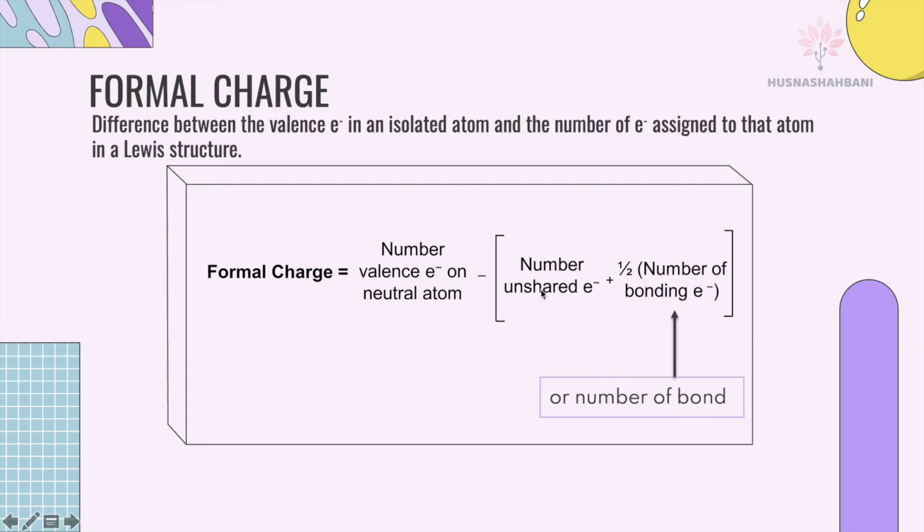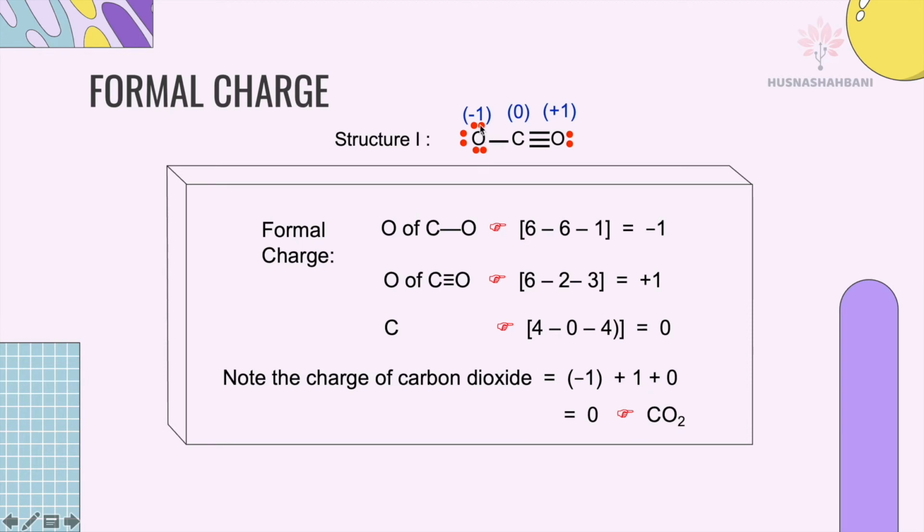the number of unshared electrons. So here oxygen has 6 unshared electrons, meaning the electrons that are not involved in bonding. These are unshared electrons, the lone pairs. So valence electrons of oxygen minus unshared electrons of oxygen minus half of the bonding electrons. Our bonding electrons are 2, so half of it is 1, so minus 1. Or you can also minus the number of bonds. You only have one bond for oxygen, so that's why minus 1. So the formal charge of this particular oxygen is -1.